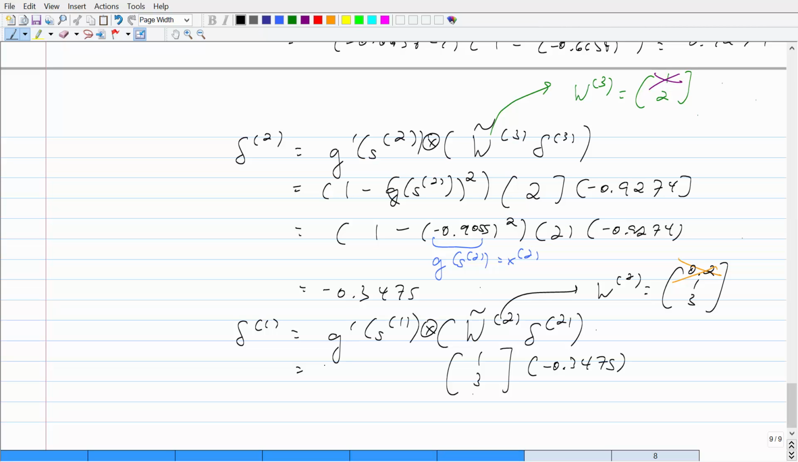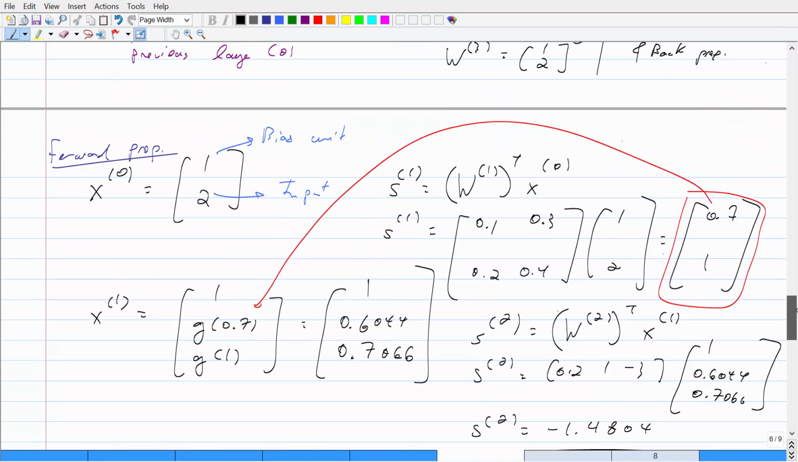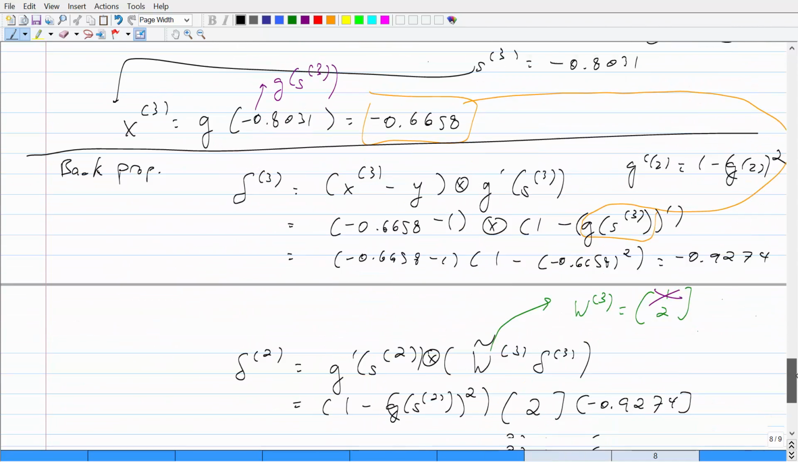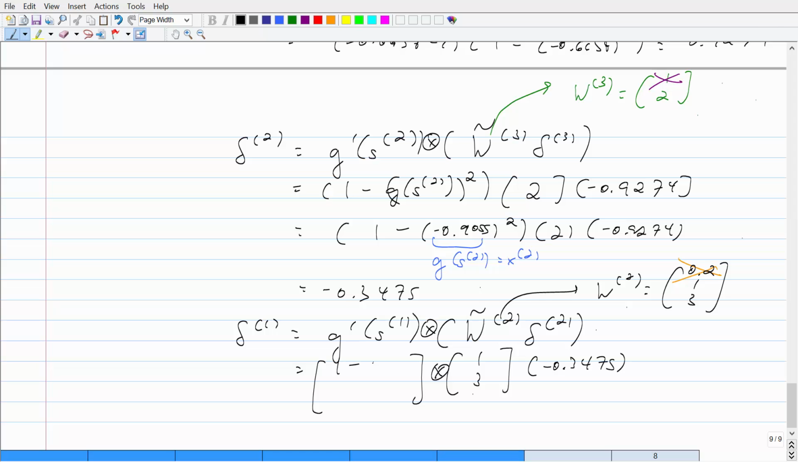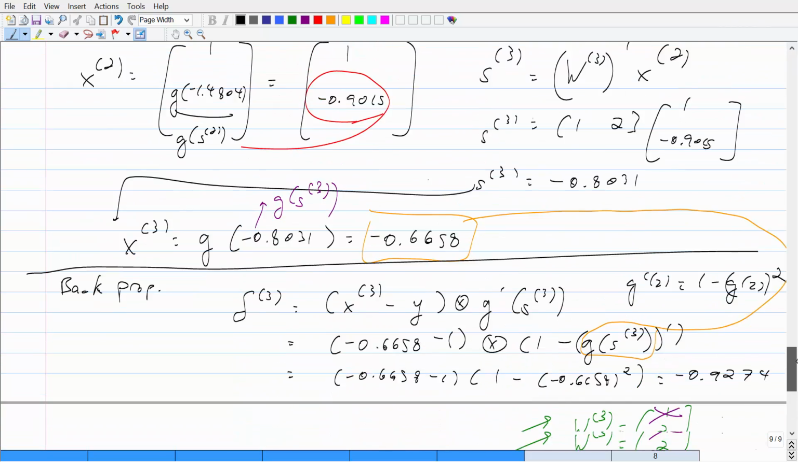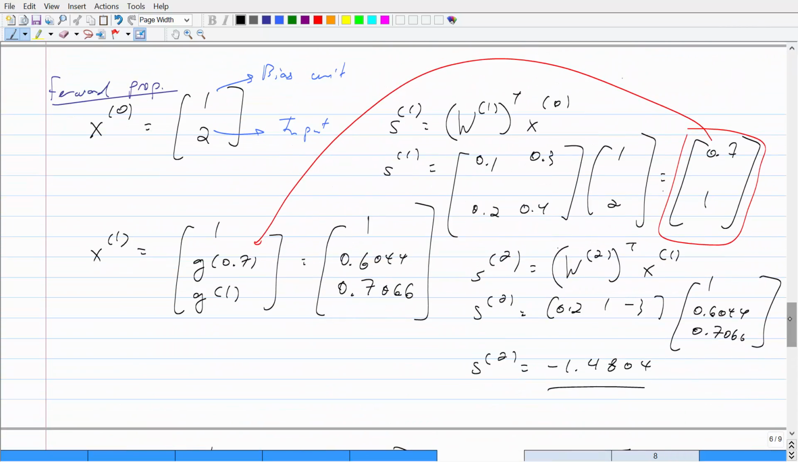So if you want to calculate this, all you do is find the derivative of the sigmoid for each of the terms of S of 1. So S1, let me see here, it was 0.7 and 1. So what you're doing here is 1 minus g of 0.7 all squared, 1 minus g of 1 all squared. Instead of recomputing this again, just take a look at S1. These are already computed for you, so you can see that this is saving time.